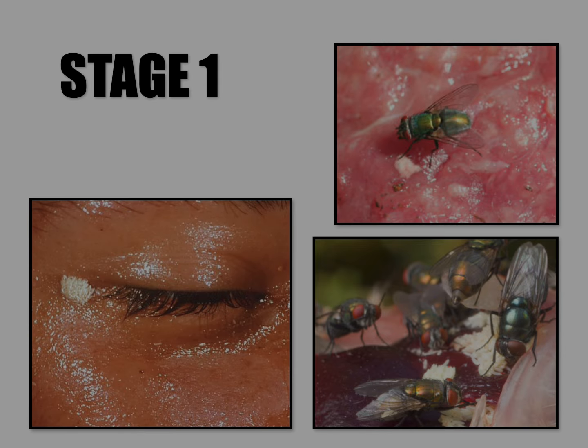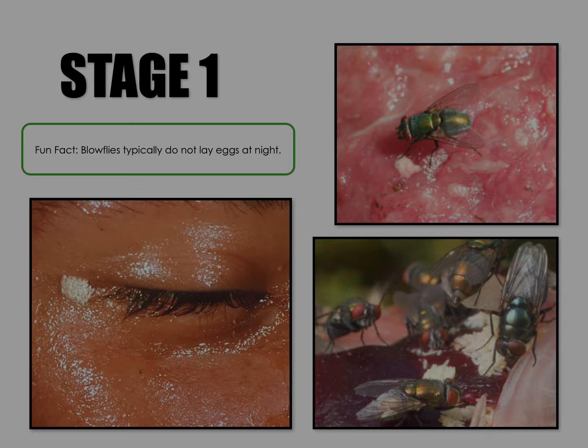So you can see the white dots here. Those are the eggs. It's difficult to see how many eggs unless you really zoom in like that bottom right-hand picture is. And blowflies typically don't lay eggs at night. It's usually done in the daytime. The next picture that's coming up, you'll be able to see where these are in instar stages 1 and 2.